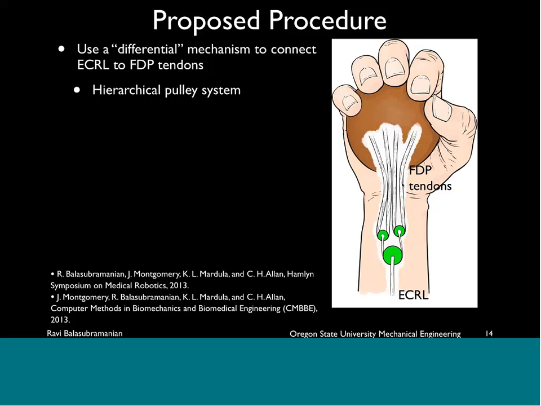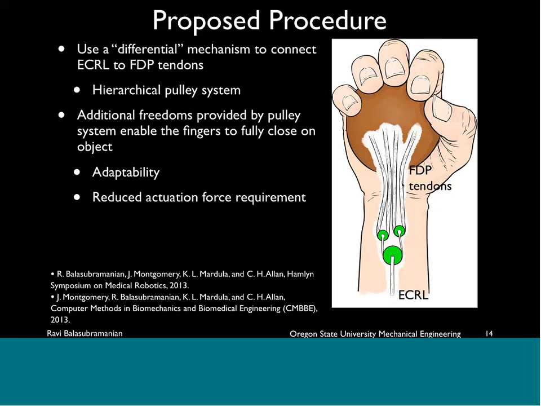Okay, and now the key idea is that the additional freedoms provided by these pulleys enable the fingers to fully close on the object. So even if one finger makes contact and the muscle keeps contracting, the pulleys will slide, will translate and rotate inside the forearm passively to allow the other fingers to wrap around the object.